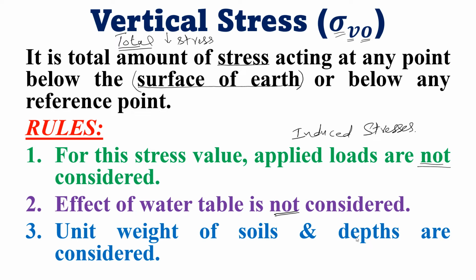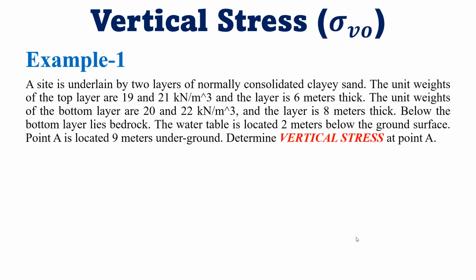To demonstrate this and to make it clear, I have included two examples. Example number one: we can read this statement: a site is underlain by two layers. So simply we can draw the two layers without any scale, of normally consolidated clay. Here, normally consolidated means the OCR of the soil is 1. The unit weights of the top layer are 19 and 21. This is the top layer.